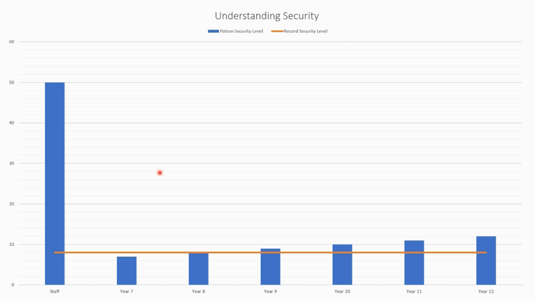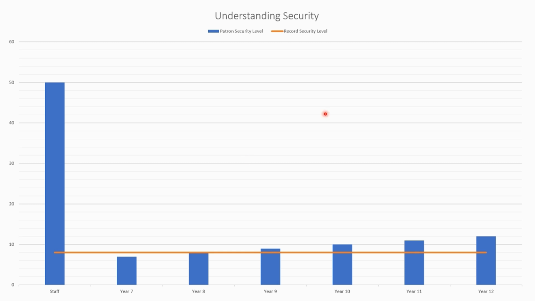So when you want to share a record or change a record security, remember always to share it with the lowest classification you want to view that record. Therefore everyone above that classification will also be able to view that record.